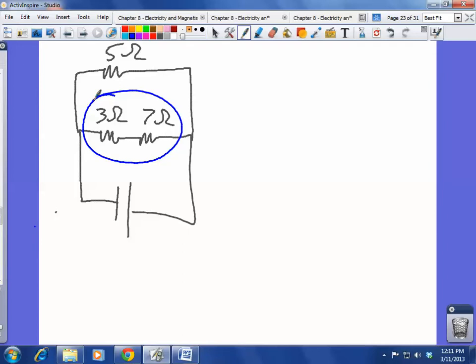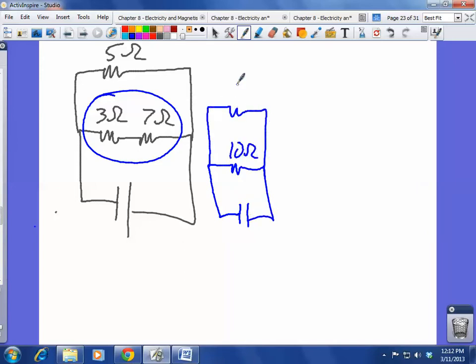What did you guys get for this? 3.3 sounds about right. Because remember, once we're done adding these together, and you don't have to do this, but we can just redraw this as a parallel with a 10 ohm and a 5 ohm.